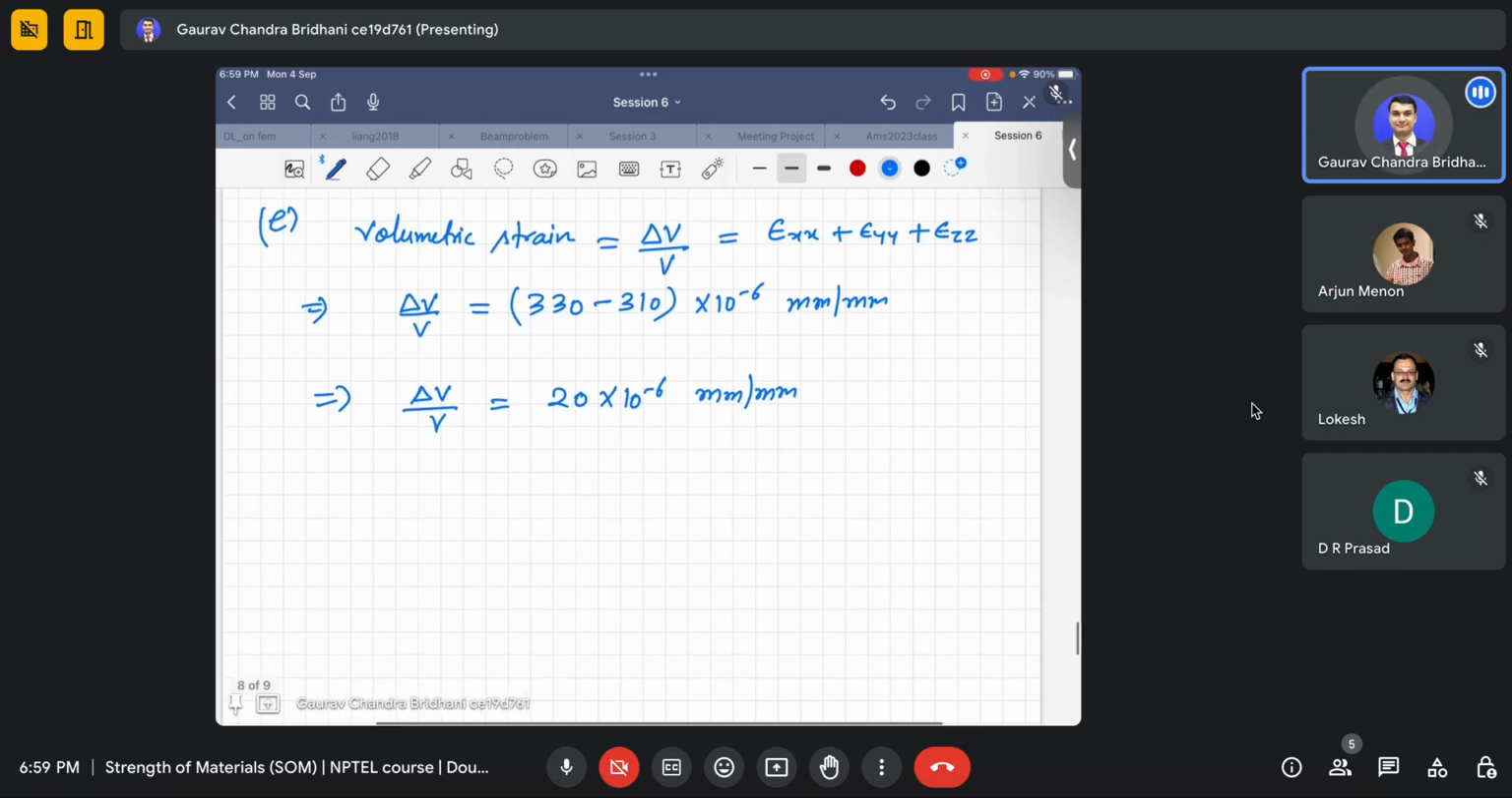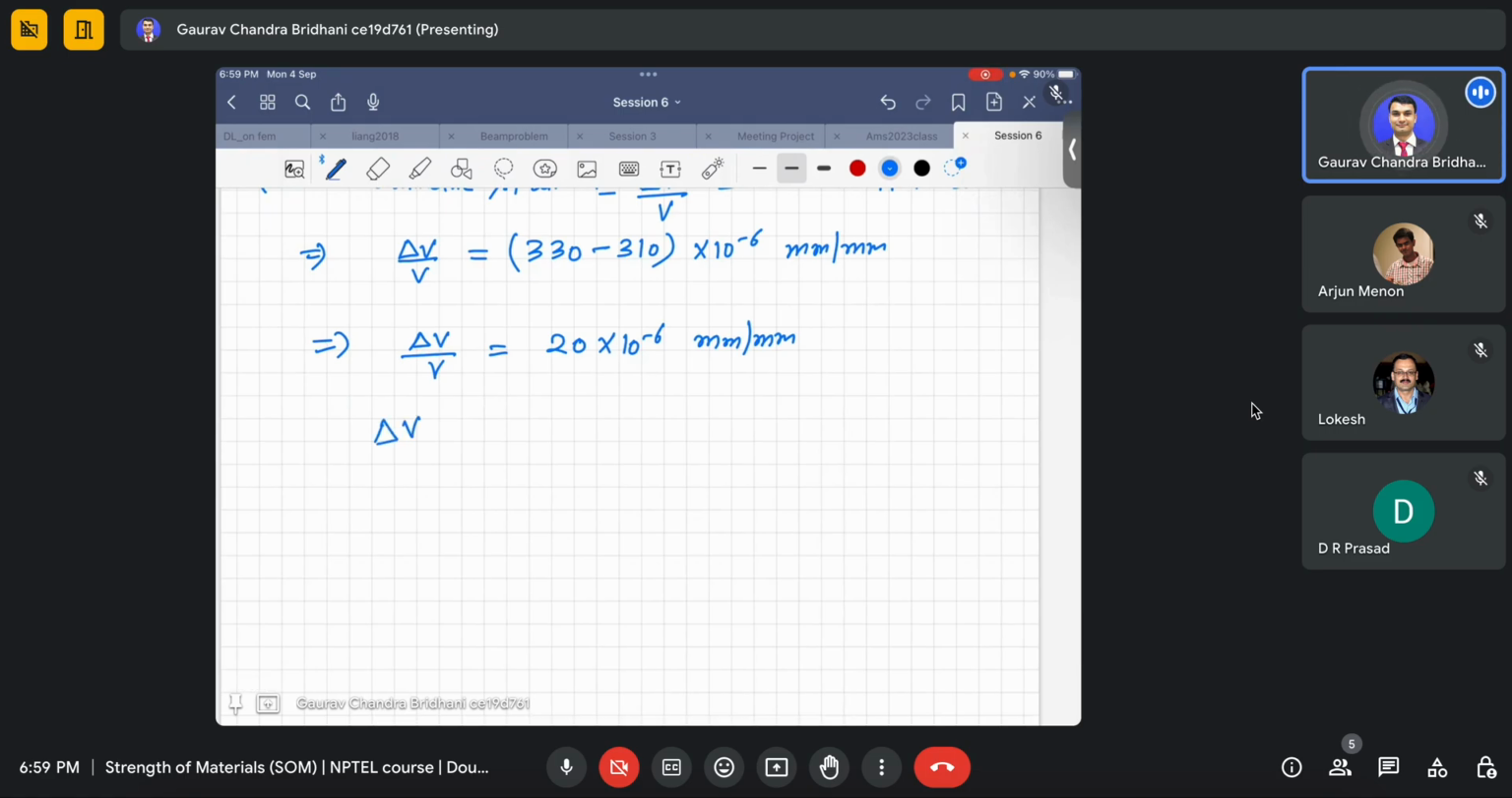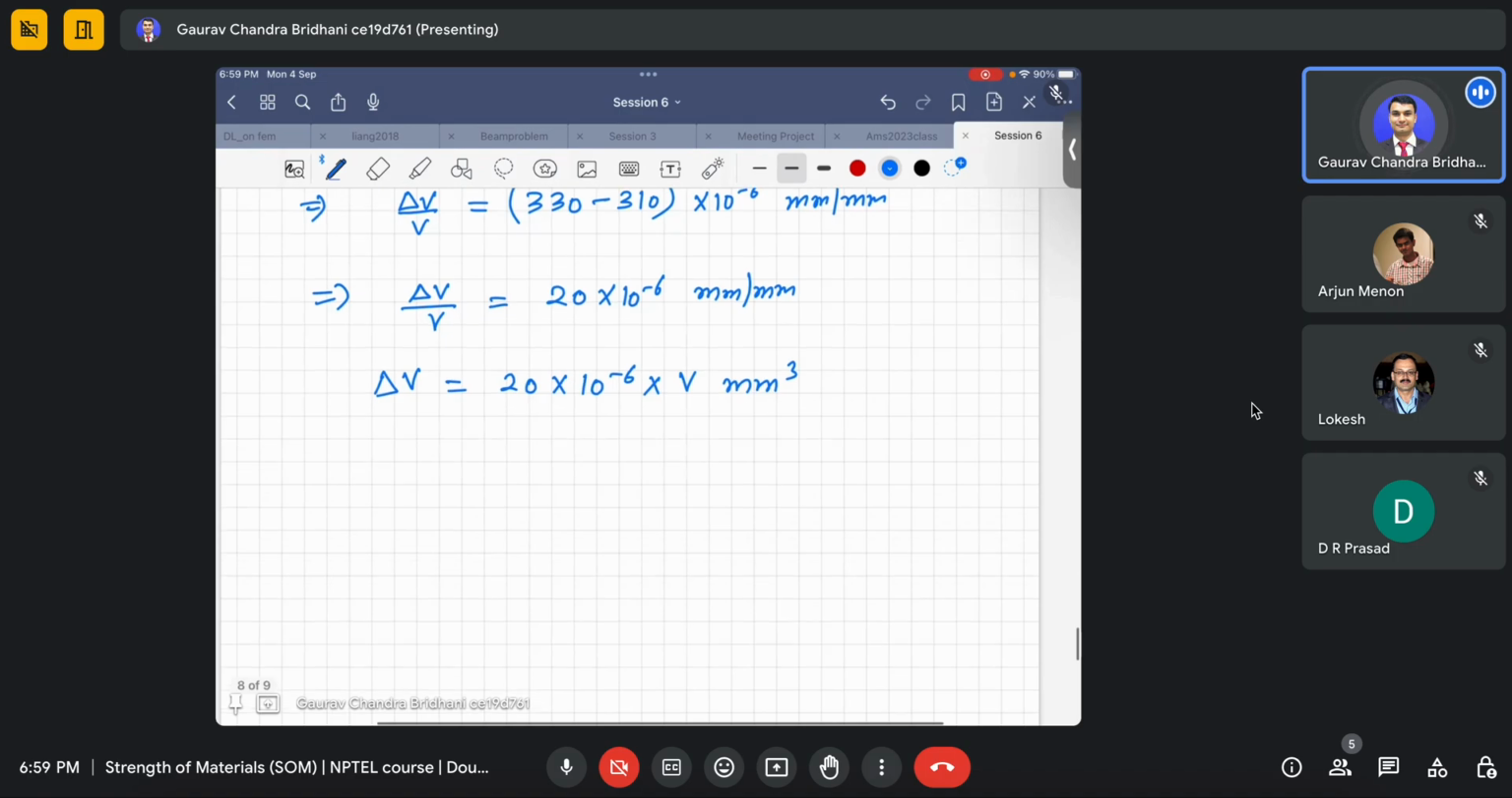Now we need to find the change in volume. So delta V will be 20 into 10 to the minus 6 into V, that is the original volume, in mm cube. Now let's see what V is. We know that the length and width of the square is 10 and the thickness is 1. So 10 is in centimeters, so it will be 100 mm into 100 mm into thickness 1 centimeter, which is 10 mm. So it is nothing but 10 to the power 5 mm cube.